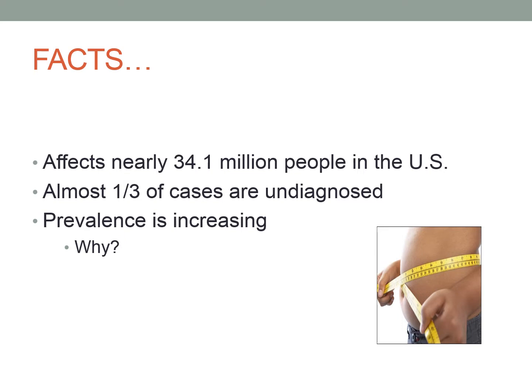This is referred to as maturity onset diabetes in youth. And the reason that we're seeing this is because this population has more obesity, lack of exercise, and they're not maintaining their ideal body weight.